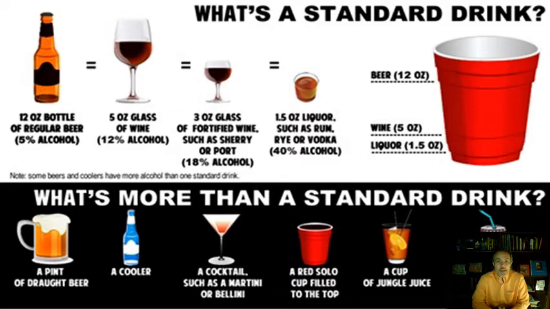What's more than a standard drink? That's going to be a pint of draft beer, those 16-ounce pours. Nowadays with the high gravity beers, that's going to be a lot of your IPAs, which might be 6% or higher in alcohol content. Any kind of wine cooler or malt liquor, any cocktail such as a martini or Bellini, a full red solo cup filled to the top, a cup of jungle juice or a Long Island iced tea or several liquors all mixed together, or any kind of big gulp cup or styrofoam cup from a fast food restaurant, etc.